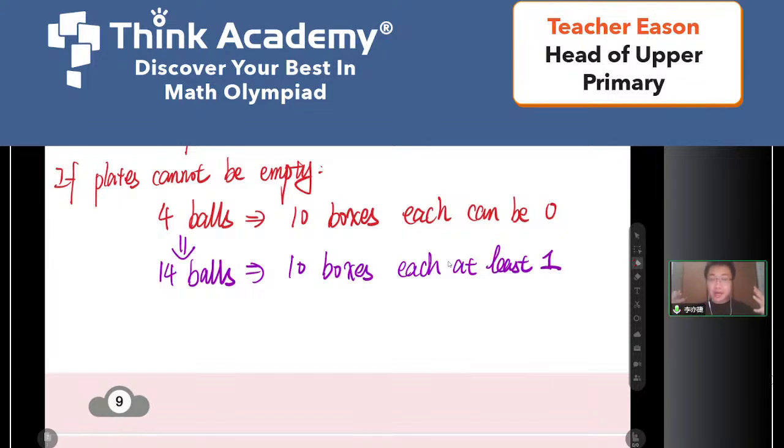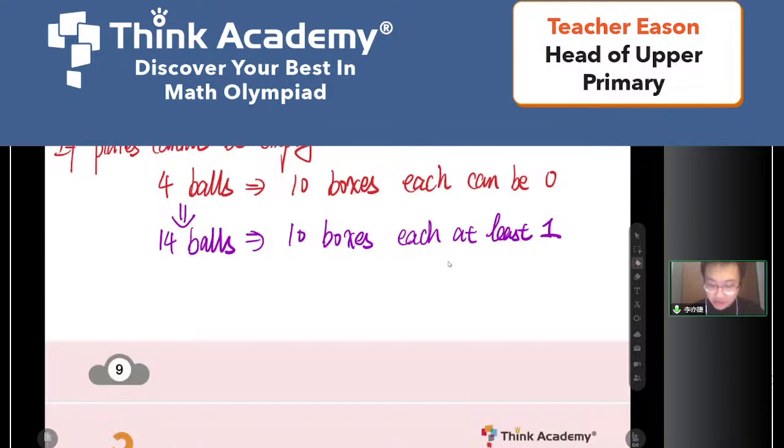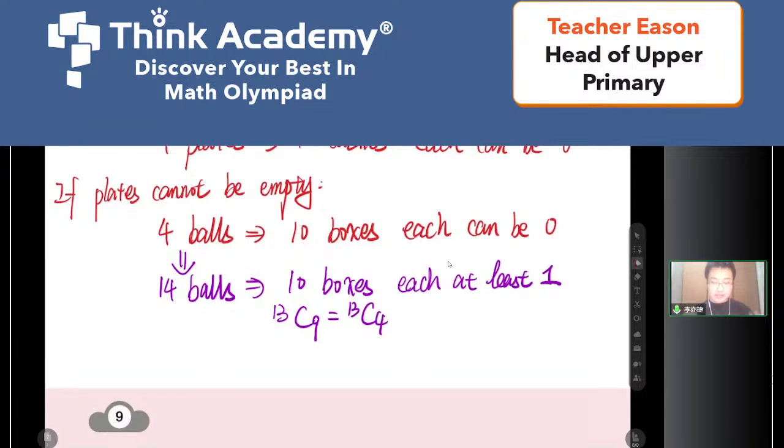And now this becomes a typical question as we talked about before. For at least 1, we can use the plate insertion directly. For 10 boxes, we need 9 plates. For 14 balls, we have 13 intervals. So the method is to choose 9 from the 13 intervals to insert plates. We should also know that choose 9 from 13 equals choose 4 from 13, and then we can calculate the answer. So this is how to solve it if the plates cannot be empty.